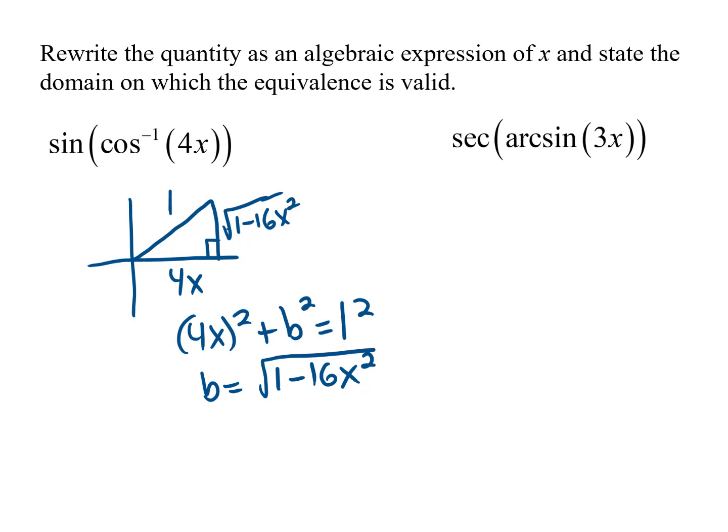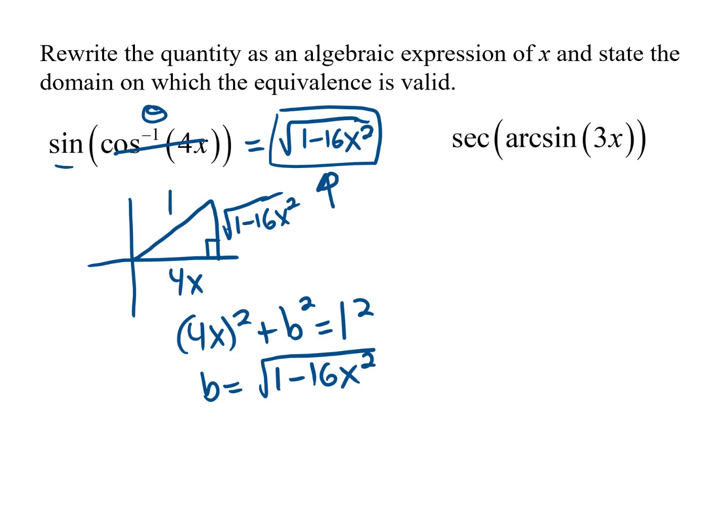Now, as I look at this, this triangle represents this angle theta, and I need the sine of theta. So I need opposite, which is square root of 1 minus 16x squared, over hypotenuse, and hypotenuse was 1, so I don't need to write it. So there is my answer. Now I also need to state the domain.